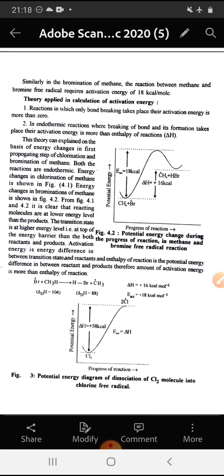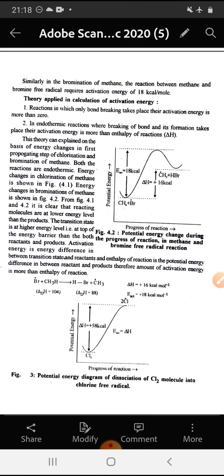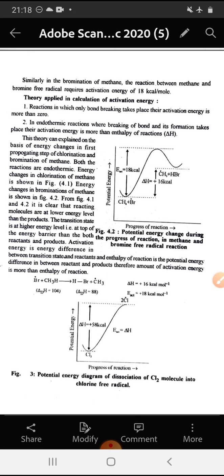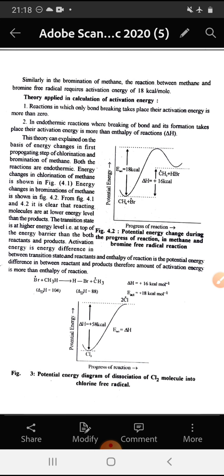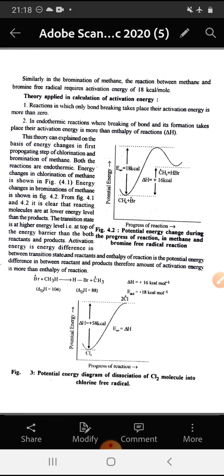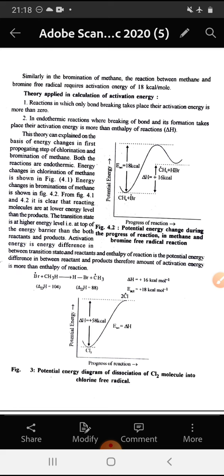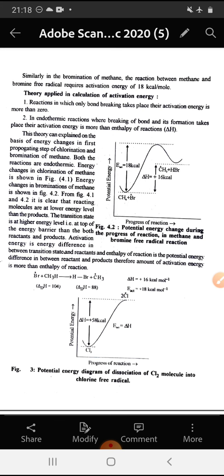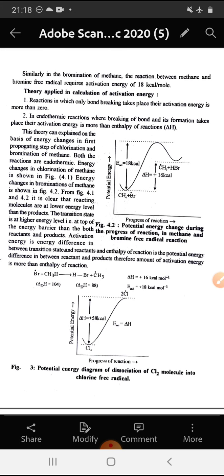First reaction in which bond breaking takes place, their activation energy is more than zero. In endothermic reactions, where breaking of bond and its formation takes place, their activation energy is more than enthalpy of reaction. This theory can be explained on the basis of energy changes in first propagating step of chlorination and bromination of methane. Both the reactions are endothermic.